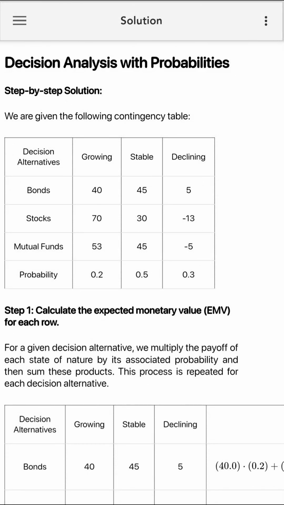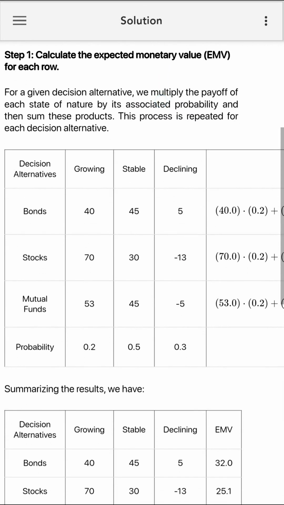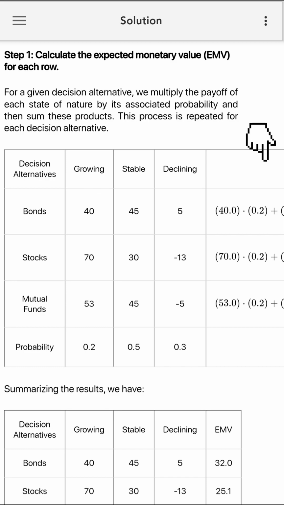All right, Nixers, let's delve into the step-by-step solution. We'll walk through each phase, providing a sneak peek into what the calculator churns out. In step 1, we add a new column and label it as EMV. In this column, we calculate the expected monetary value associated with each decision alternative.